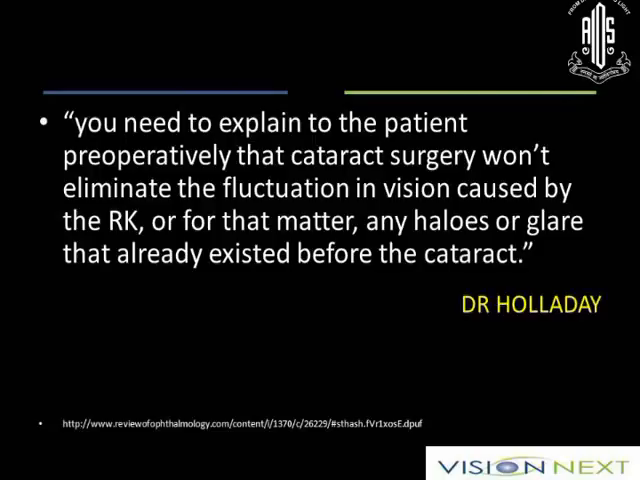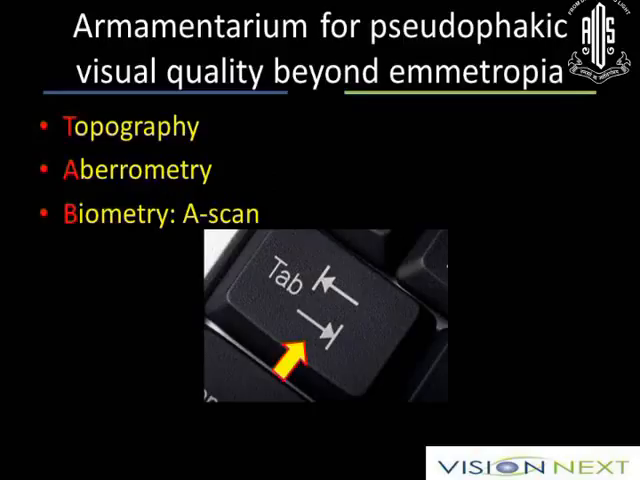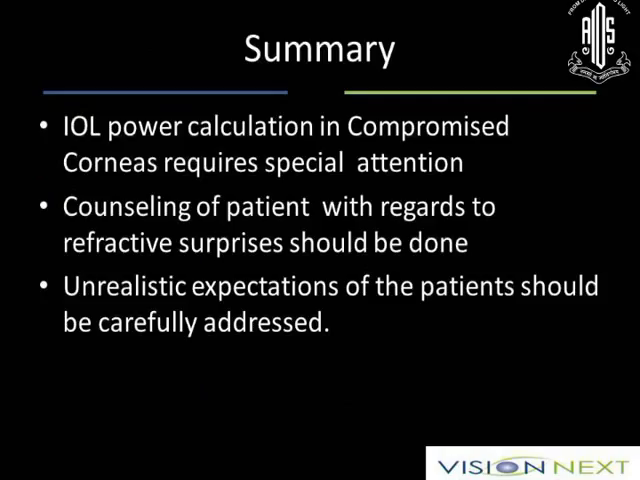So on all this, I would say the armamentarium required for achieving this is a topography, an aberrometry, and a biometry A-scan, which we call TAB. So to summarize the instruction course here, these cases require special IOL power calculation. Compromised corneas definitely require special attention. Counseling of the patient is most important. Unrealistic expectations of the patient should be carefully addressed.